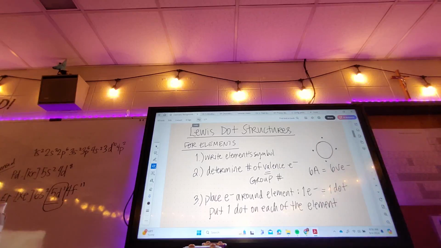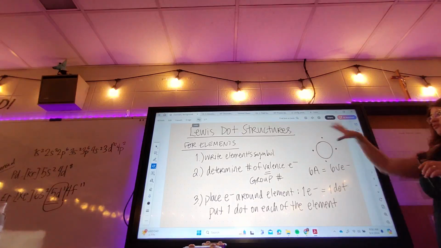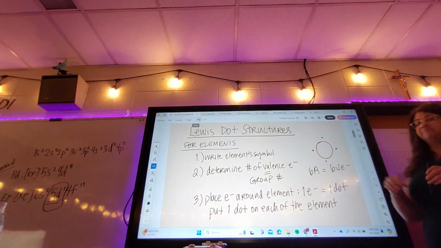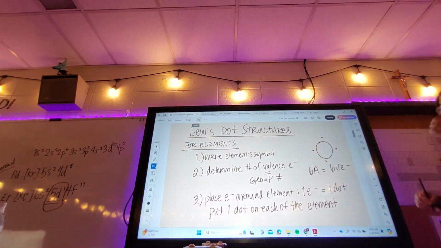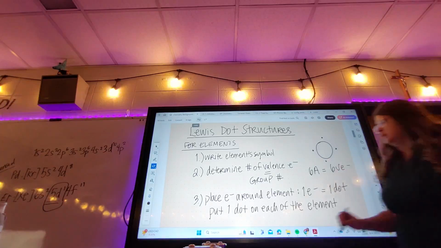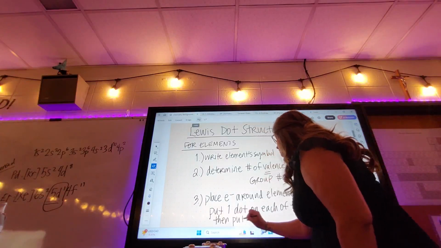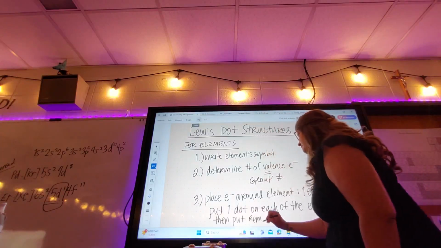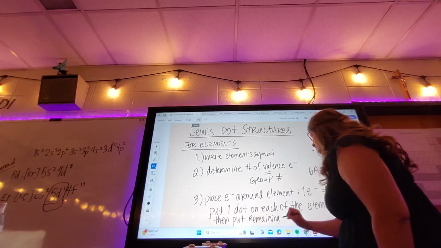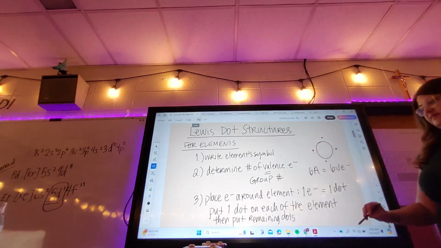Because remember, electrons don't want to be near each other. So we want to show in a picture the way that those electrons are going to try to avoid each other as much as possible. And then, because we've only placed 4 dots here, we need to do something with the other 2. Then, put the remaining dots as far from each other as possible, but also on the sides.